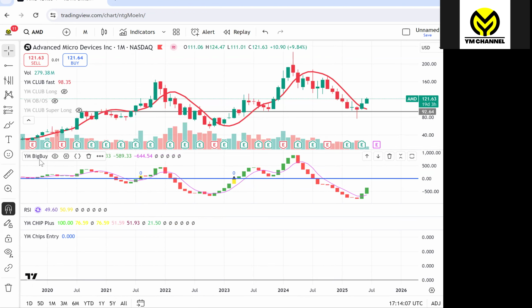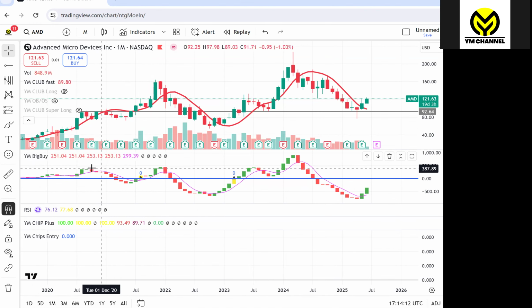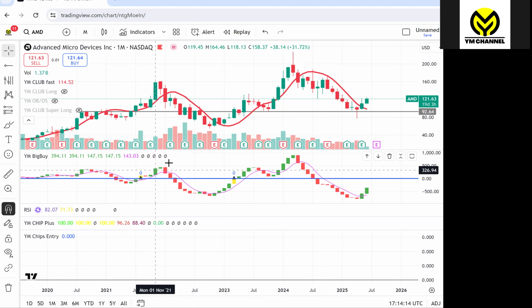So YM Big Buy tells you the big volume fund. Okay, when it's going downward, it is going out. When it's upward, it's going in. Okay, this is so easy. It cannot be easier than this.